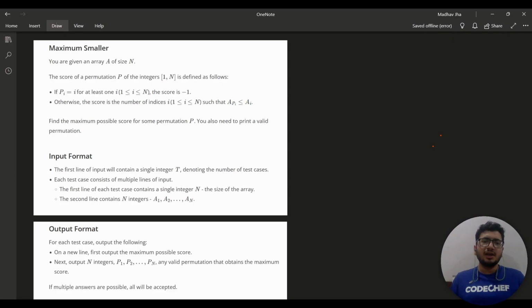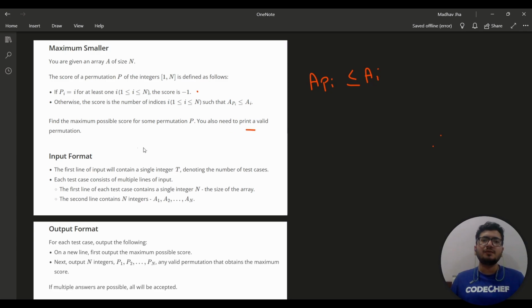You are given an array A of size n. Now the score of a permutation of integers 1 to n is defined as follows. If the element at ith index is equal to i for at least one of the values of i that goes from 1 to n, the score will be negative 1. Otherwise, the score is the number of indices such that the value of element at p_i is less than or equal to element at i. And we need to find out the maximum possible score of some permutation p, and we need to print a valid permutation for that.